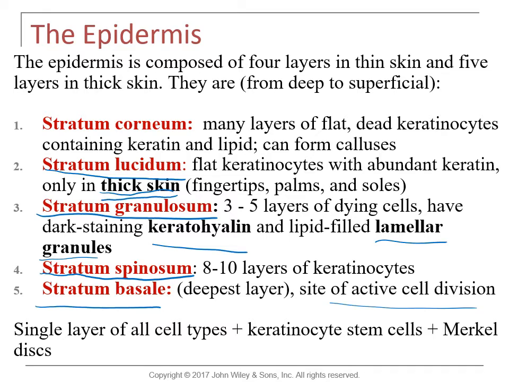And then finally, we have the stratum corneum, which has a few to 50 or more rows of dead flat keratinocytes that contain mostly keratin and can form calluses. So that's why the stratum corneum is the topmost layer of the epidermis.